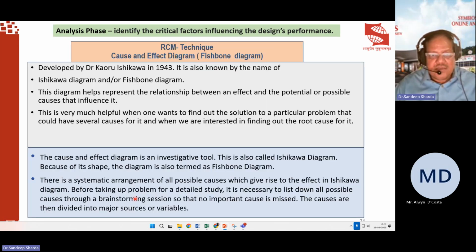Now the RCM technique, cause and effect diagram, that is another, the fishbone diagram developed by Kaoru Ishikawa in 1943. It is also known by the name Ishikawa diagram or fishbone diagram.